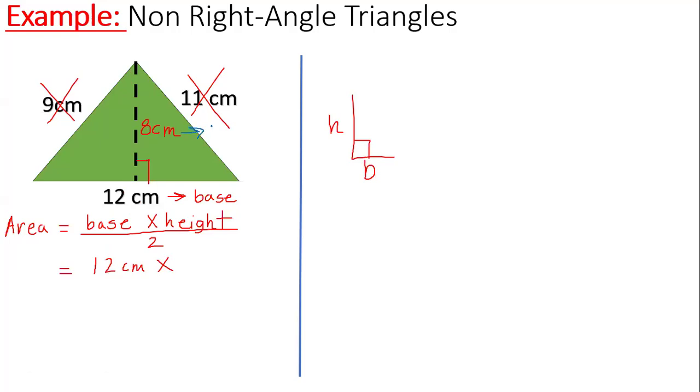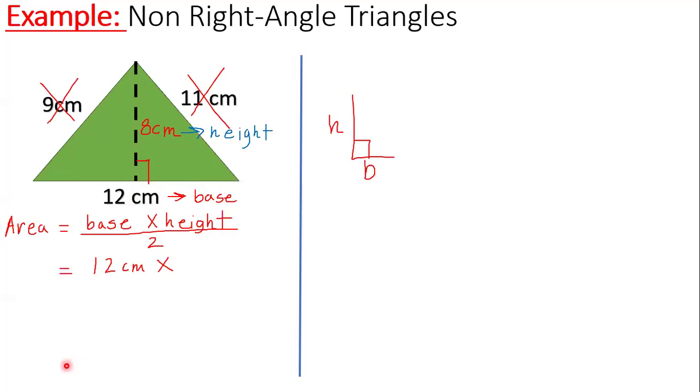The height is always perpendicular to the base. It forms a right angle with the base, right? So it must always form like an L. The height and the base should always form an L. So that's why you know the one in the middle is the height, because it always forms an L. It's perpendicular to the base, all right?